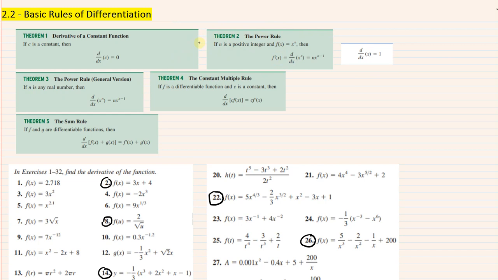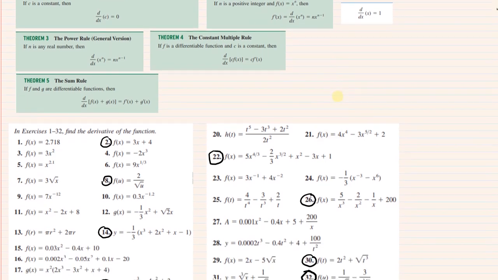Theorem 4 is the constant multiple rule of derivatives. If you want to find the derivative of a constant multiple of a function, all you've got to do is bring the constant out and simply take the derivative of the function. Theorem 5 is the last one. It's the sum rule. Because we view subtraction as addition with opposites, there isn't a separate difference rule, but the sum or difference rule, plus or minus, works with both versions.